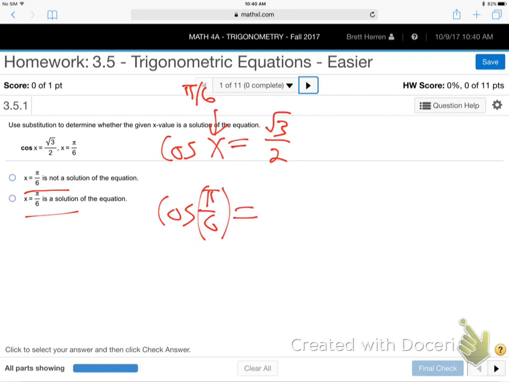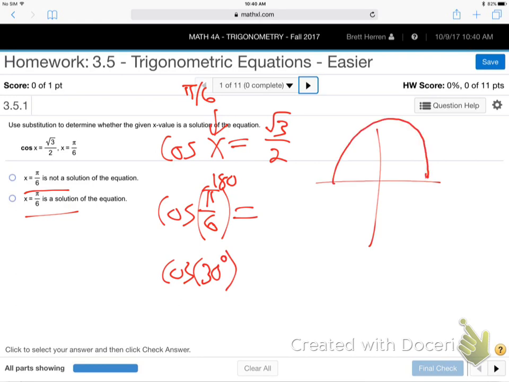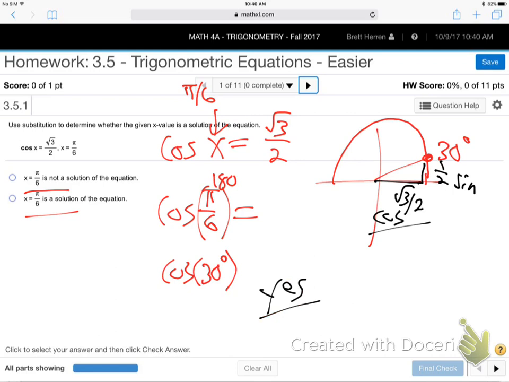Does it equal root 3 over 2? Well, what is pi over 6? Yeah, put in the 180 for pi. So that's 30 degrees. Go to the unit circle. 30 degrees is right there. And so that's over a large amount, up a small. It's over root 3 over 2, up a half. Cosine is x, sine is y. So cosine is, yeah, root 3 over 2. Yes, it is. That value of x makes the equation true.